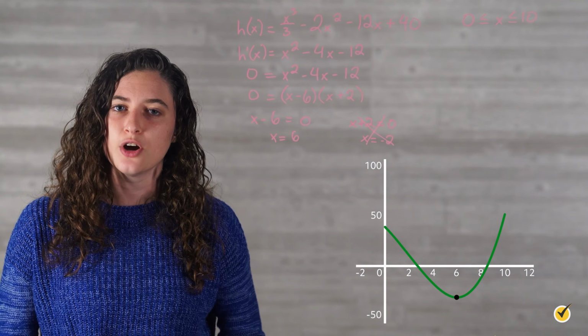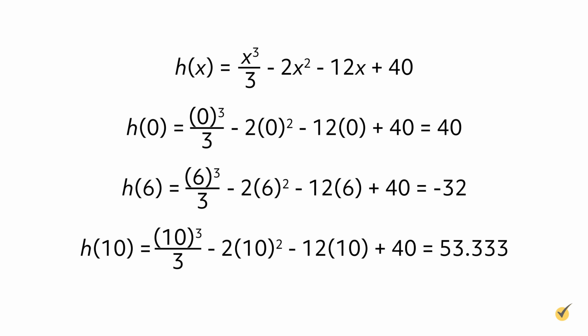Let's check h of 0 and h of 10 now. Now we can see that the maximum point of the function h of x on the domain x from 0 to 10 is at the point 10, 53.3 repeated, and not at the critical point x equals 6. For this reason, anytime you have an upper and lower limit for x in an optimization problem, make sure to check those values against the critical point to find the true maximum or minimum. Let's do one more example.